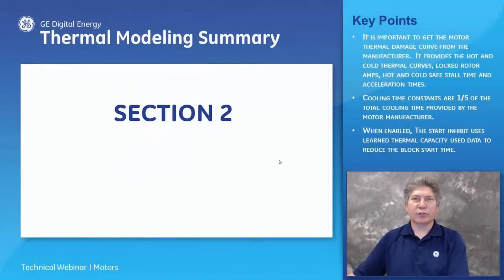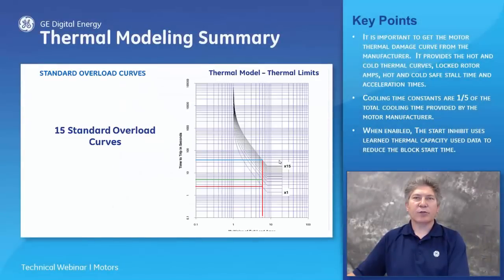Let's summarize section 2. This graph represents the 15 standard thermal damage curves that you can select within the motor protection relay settings. The graph is drawn on logarithmic paper, where the x-axis represents the multiples of full load amps and the y-axis represents the time to trip in seconds. Curve 1 is the strictest curve, that is to say that it has the least amount of time before trip will occur in comparison to curve 15, which is the least strictest curve.